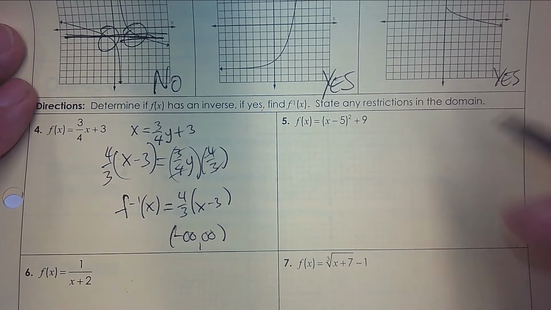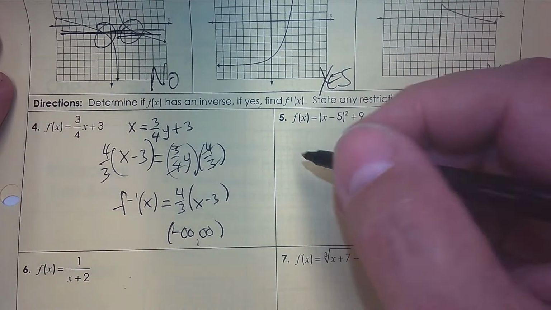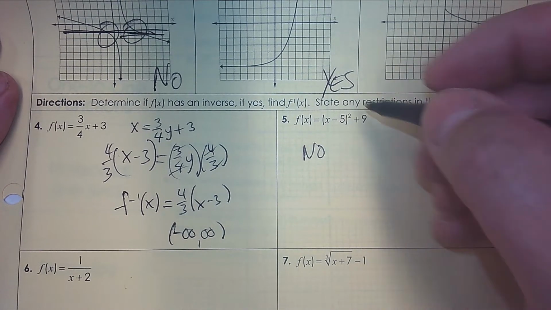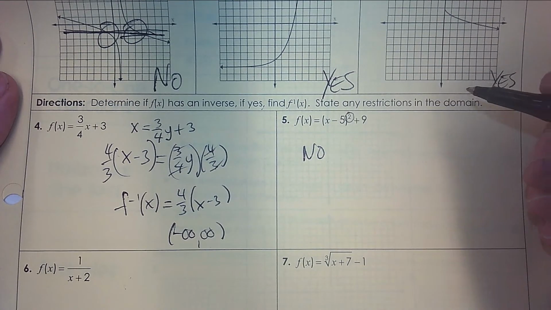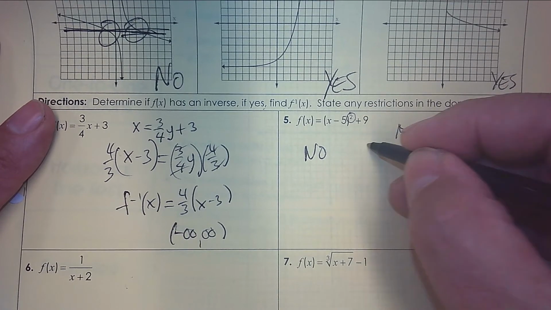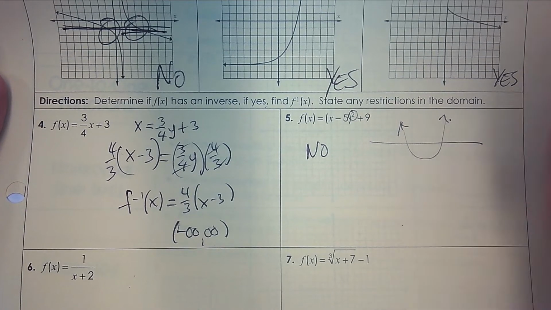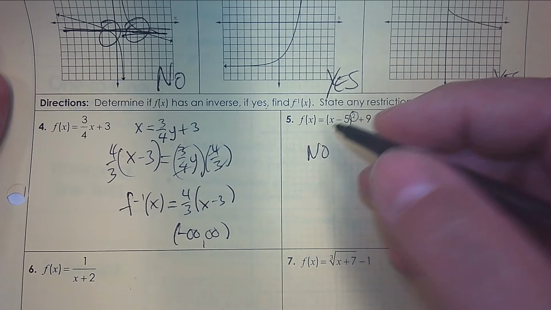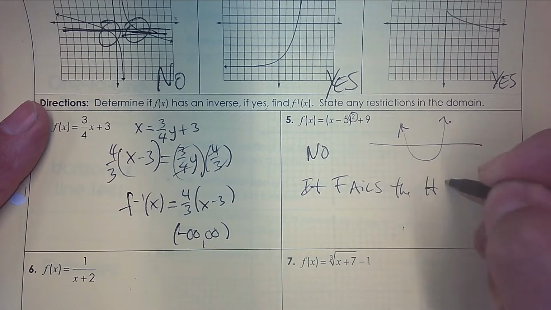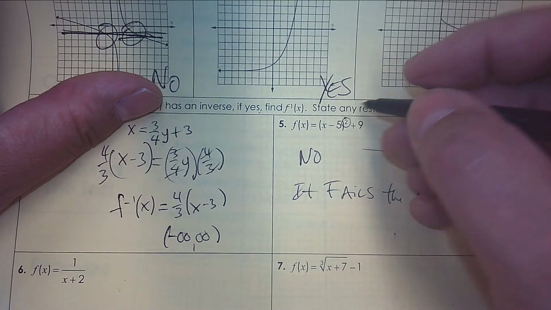Number 5. First of all, is it one-to-one? So the first answer is no, it is not one-to-one. And so why is it not one-to-one? Well, the big indicator is an even exponent. An even exponent where both ends go up is an indicator that it will fail the horizontal line test. If one end goes up and the other one goes down, it's going to pass. So it fails the horizontal line test. And again, the big indicator is the even exponent.